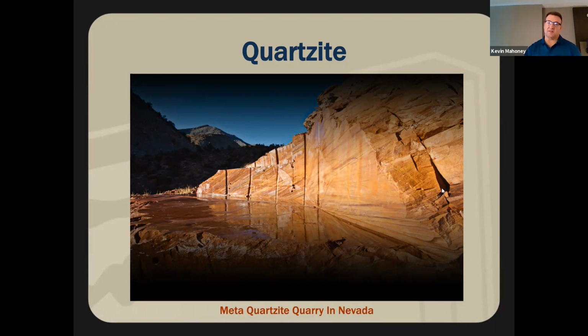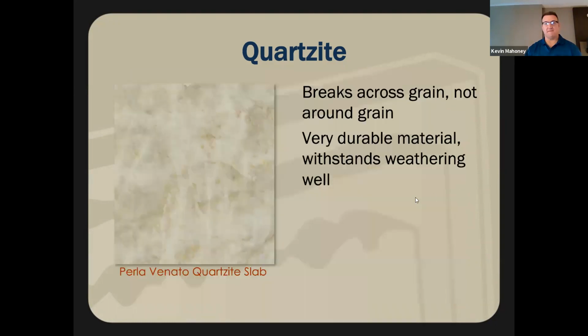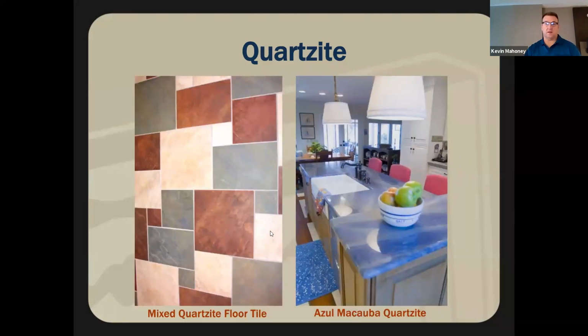We can see the sedimentary layers. Quartzite breaks across the grain, not around the grain. If it broke around the grain, it would be more apt to fracture. It's a very durable material, withstands weathering well. There's a mixed quartzite floor tile and a blue quartzite countertop.